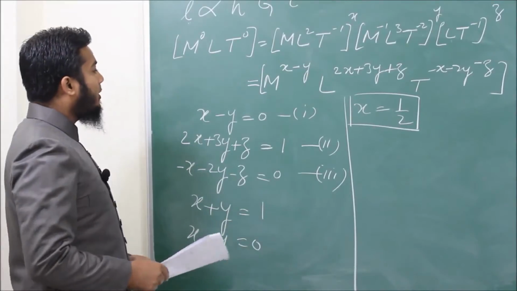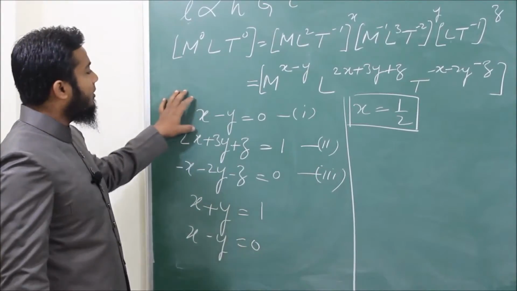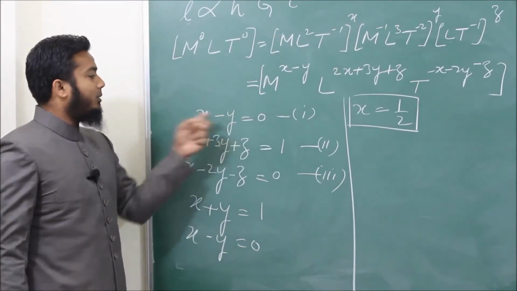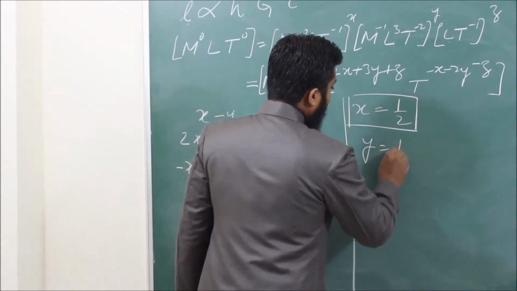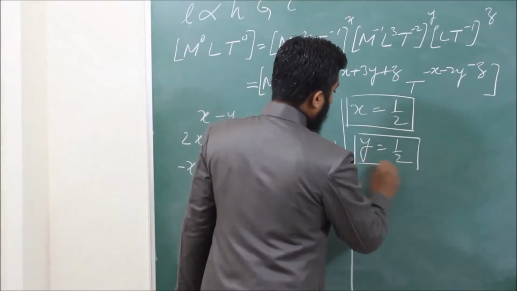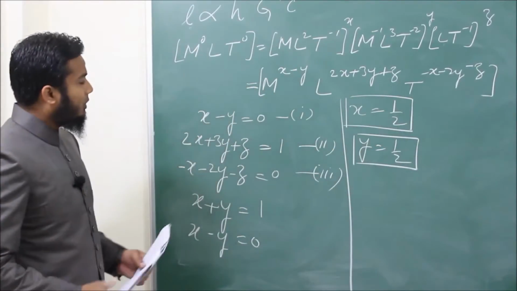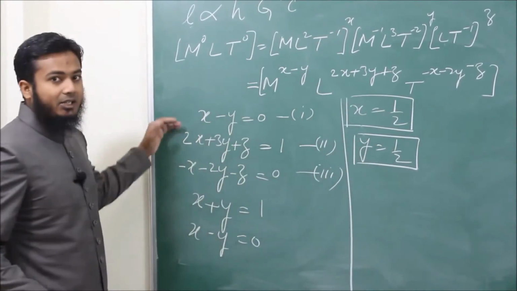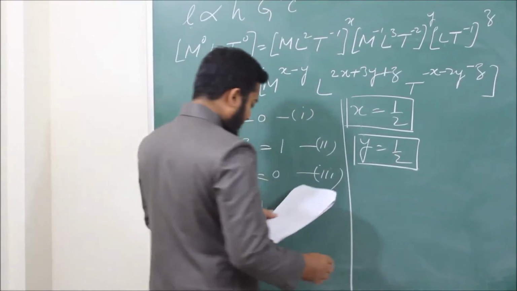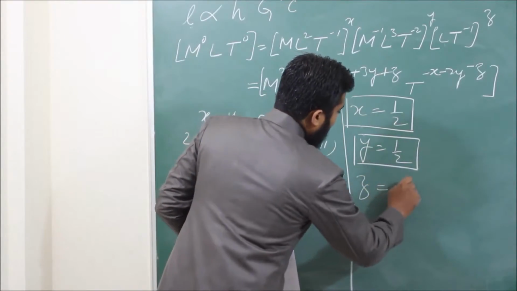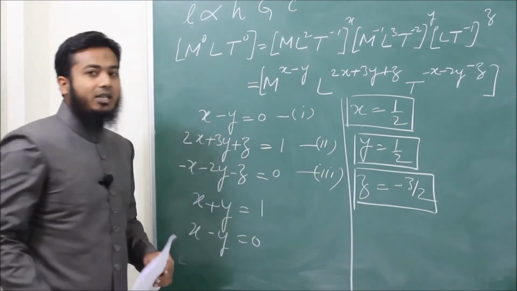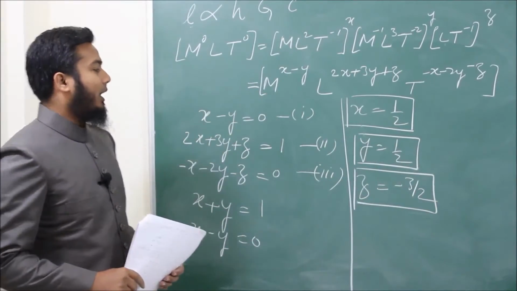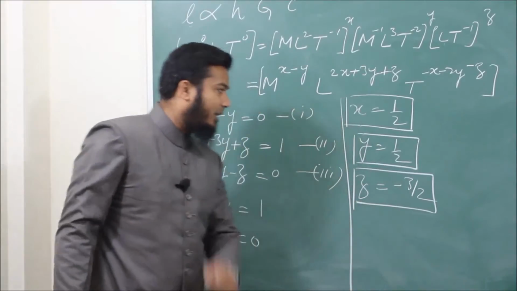Then put the value of X here. You can see from this equation X will be equal to Y, so Y is also half. Y is plus half. And then put these values in either of these two equations and you will get the value of Z, which comes out to be now minus 3 by 2. Z is minus 3 by 2. X is plus half, Y is plus half, and Z is minus 3 by 2.